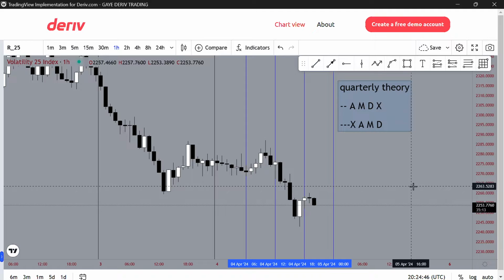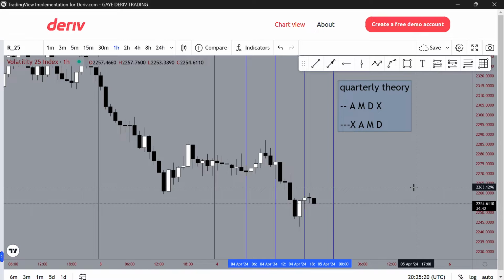So what is quarterly theory? The word quarter means four, four divisions. So the daily cycle, which is 24 hours, can be divided into 4 quarters, that is 6 hours each. Now within each quarter, or within each 6 hours, we can further divide into 4 quarters. And that's what will give us the 90-minute cycles.